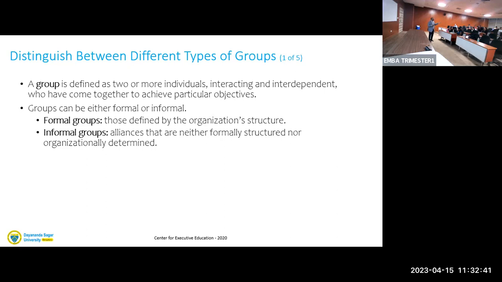Yeah, for example, your assignment two groups, are they formal or informal groups? They're formal groups. They've been set by the program director, Dr. Abhijit Chakravarti, and that's it. Yeah, they are formal. What is an informal group?